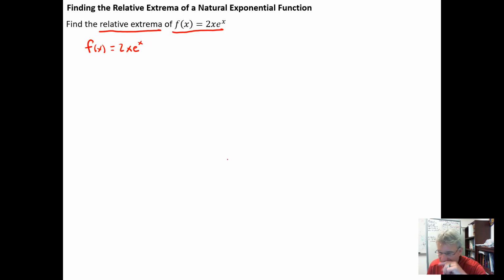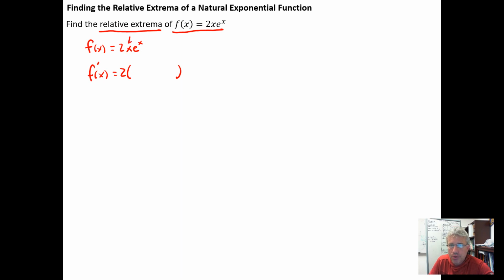We know that relative extrema are going to occur when either the first derivative is equal to 0, or when the first derivative is undefined. So the first step is going to be to take the derivative of f of x. We want to find f prime of x, which is going to equal 2 times some stuff. Then we take the derivative of x times e to the x, and this is a product of two functions, so I'm going to need to use the product rule.